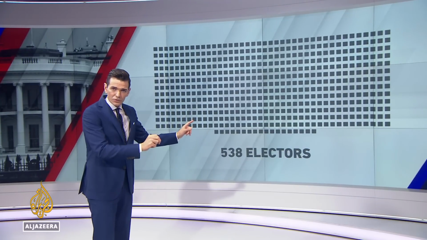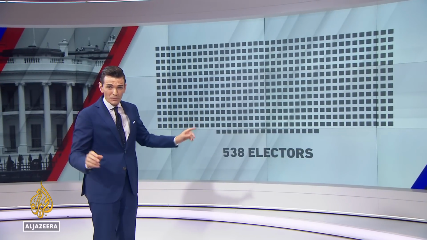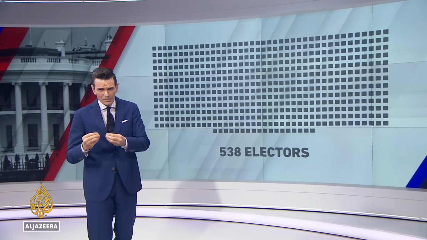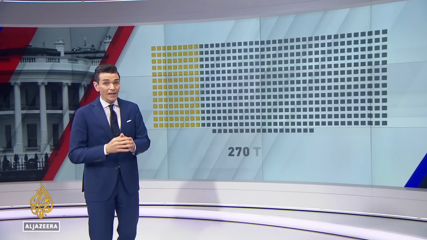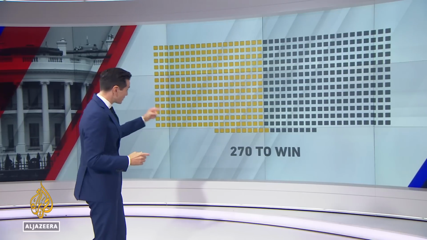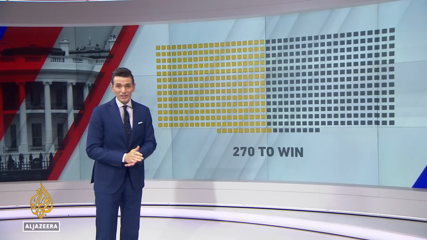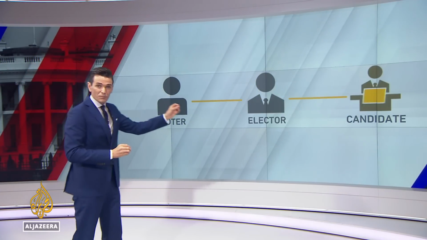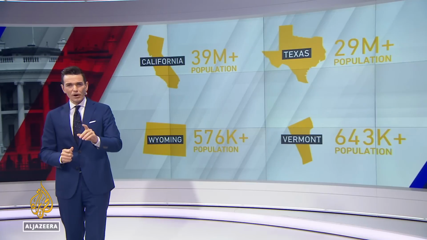So here goes. There are 538 electors, or Electoral College voters, representing all 50 U.S. states plus Washington, D.C. These are people that are appointed by the political parties. A candidate needs half of that plus one to win the presidency. That's 270 electoral votes. That is the key number. What Americans are really voting for is their state electors, the group of people who will vote for the president on their behalf.